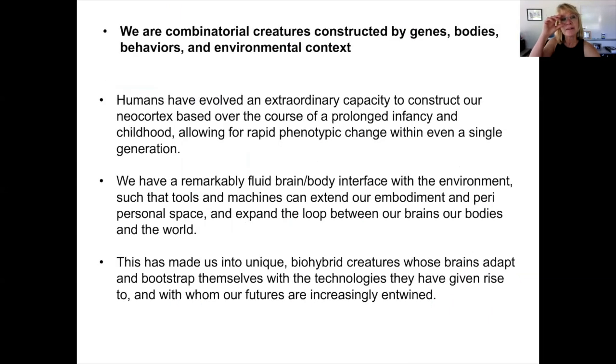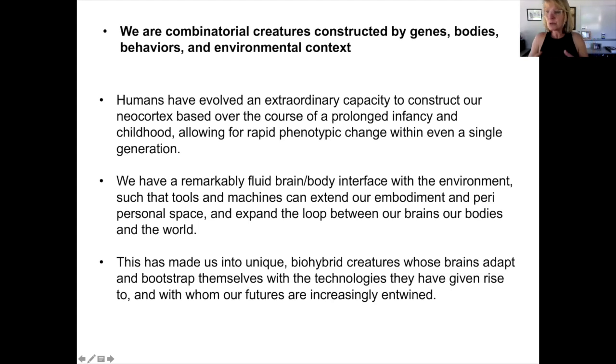So I'll just end with this. We are combinatorial creatures constructed by genes, bodies, behaviors, and environmental contexts. Humans have evolved an extraordinary capacity to construct our neocortex over the course of a prolonged infancy and childhood, allowing for rapid phenotypic change even within a single generation. We have a remarkably fluid brain-body interface with the environment, such that tools and machines can extend our embodiment and peripersonal space and expand the loop between our brains, our bodies, and the world. This has made us into unique biohybrid creatures whose brains adapt and bootstrap themselves with the technologies they have given rise to, and with whom our futures are increasingly entwined.